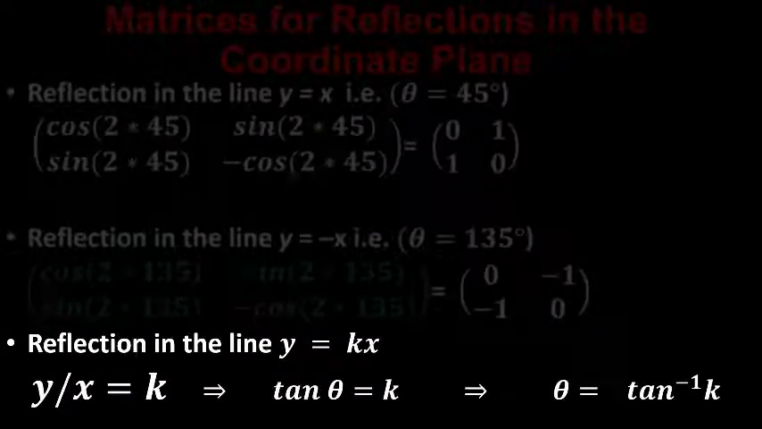So tan theta equal to k. So to find theta, tan moves to the other side of the equation, giving tan inverse. So theta equal to tan inverse of k.